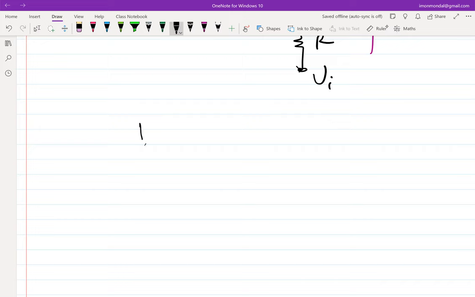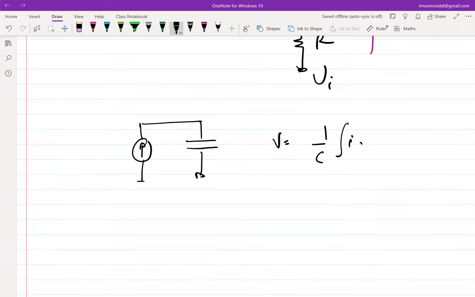Ultimately, if I have a current source and I dump current into this integrator, strictly speaking, the relationship between Q and I is that of integration, but the relationship between Q and V is linear. So we can go into V is equal to 1 over C.